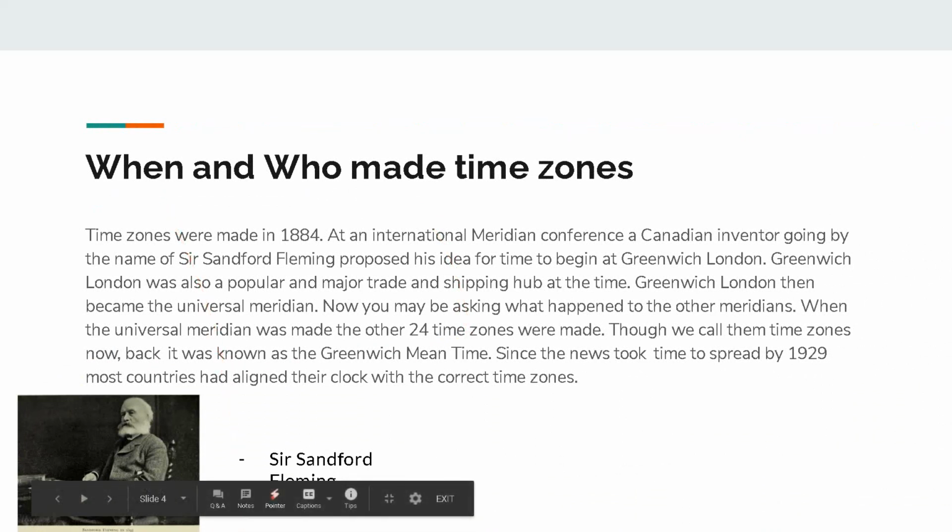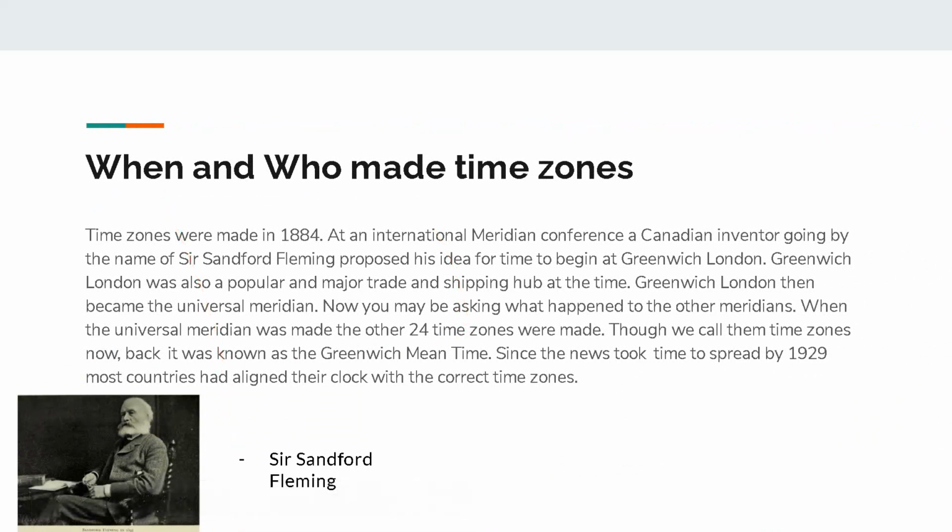When and who made time zones? Time zones were made in 1884 at an International Meridian Conference. A Canadian inventor going by the name of Sir Sandford Fleming proposed this idea for time to begin at Greenwich, London. Greenwich, London was also a very popular and major trading hub at the time. Greenwich, London then became the Universal Meridian.